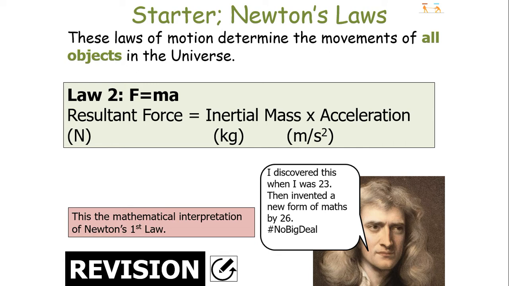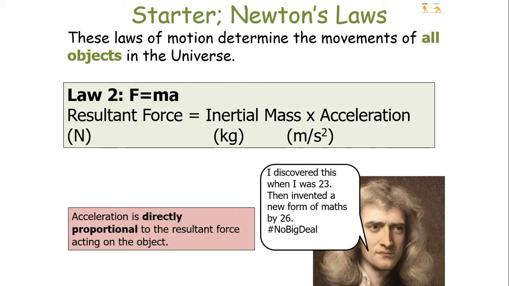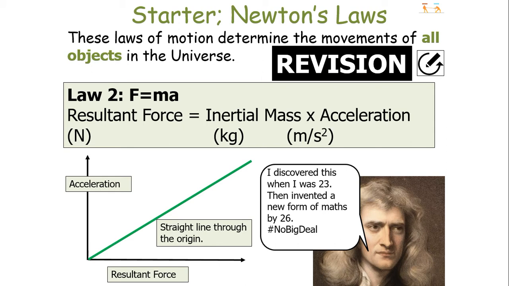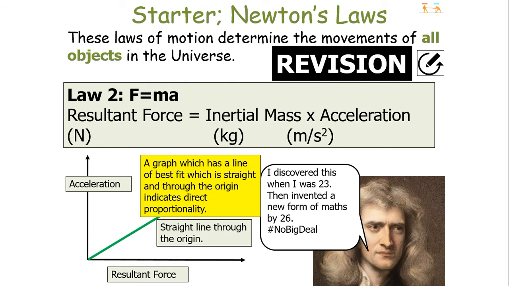This is the mathematical interpretation of Newton's second law, that the acceleration experienced by an object is dependent on both the inertial mass of the object and the resultant force acting on the object. So you've got those two factors affecting acceleration. Acceleration is directly proportional to the resultant force acting on the object. So in theory, if you plotted resultant force against acceleration, you would get a straight line through the origin, because a graph which has a straight line through the origin indicates direct proportionality.